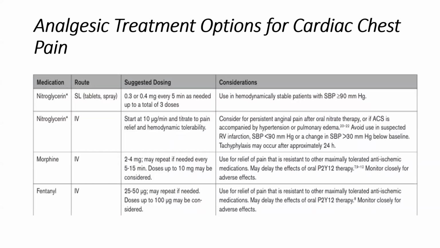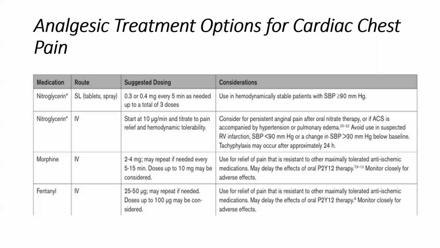If you are planning to administer nitroglycerin by sublingual route, then the dose is 0.3 to 0.4 mg every 5 minutes as needed, up to a total of 3 doses. Please note, before administering nitroglycerin, we should always check the blood pressure. It is necessary to keep the systolic blood pressure more than 90 mmHg if you are planning to administer nitroglycerin.